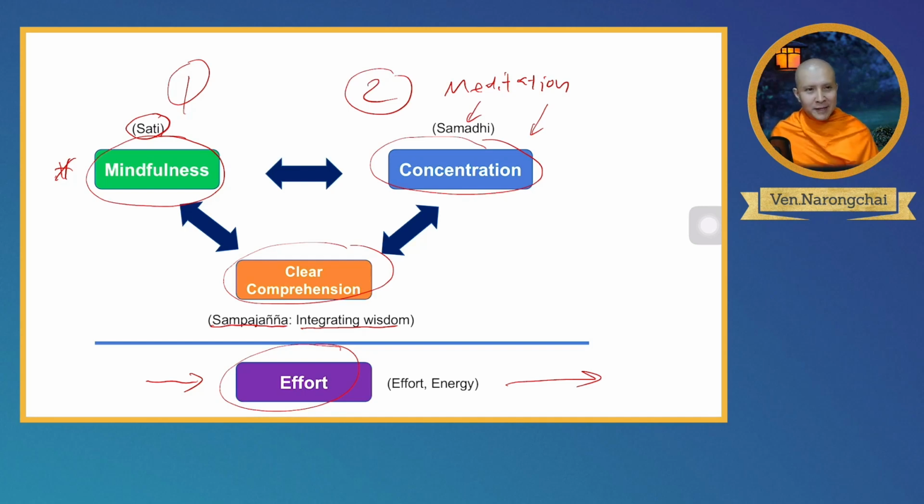The word mindfulness, or sati. The word samadhi, or meditation or concentration, that's the second factor. And the third factor is clear comprehension, or sampajanna in Pali, which is the integrating wisdom that helps support these two factors, mindfulness and concentration, together. And then effort is the last factor in this picture.